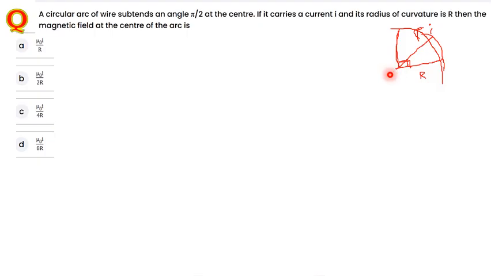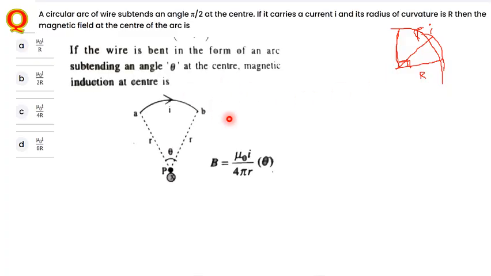Let me show you the theoretical part of this. If the wire is made into the form of an arc, making an angle theta, here they have already mentioned 90 degree. If it is theta, then the magnetic induction at the center is mu naught I by 4 pi r, remember, into theta. Theta is the angle between either side of the arc.